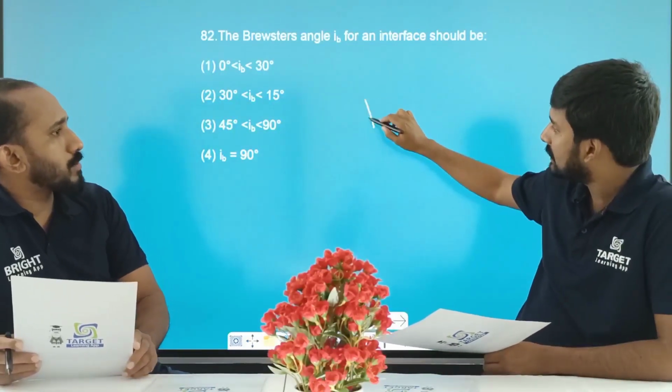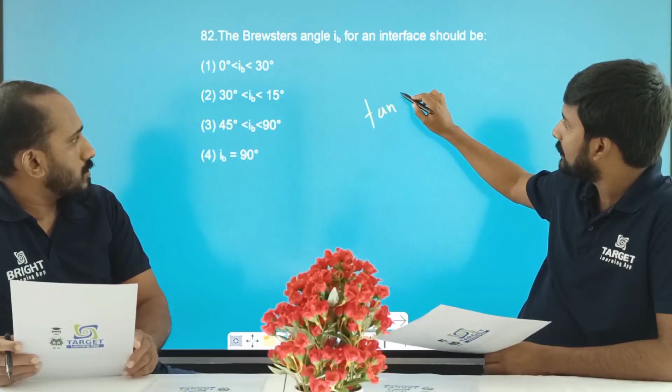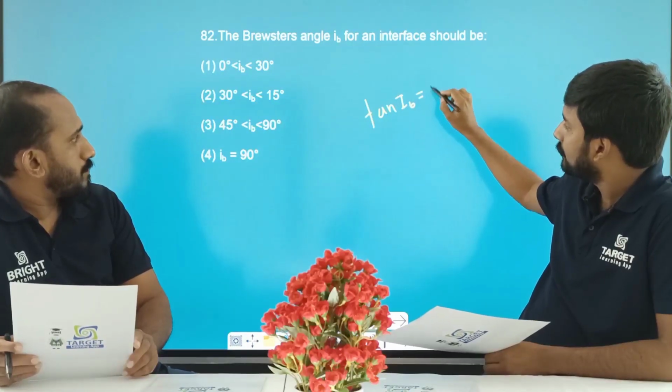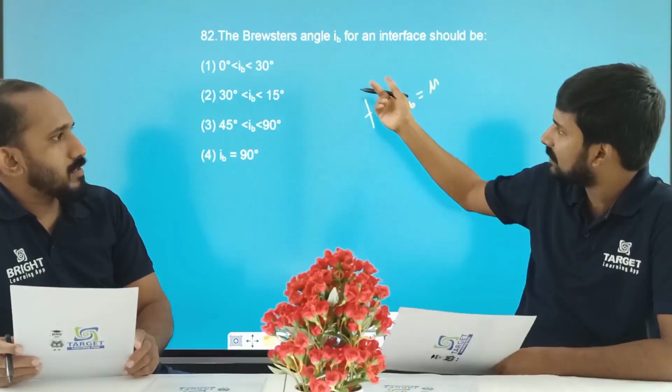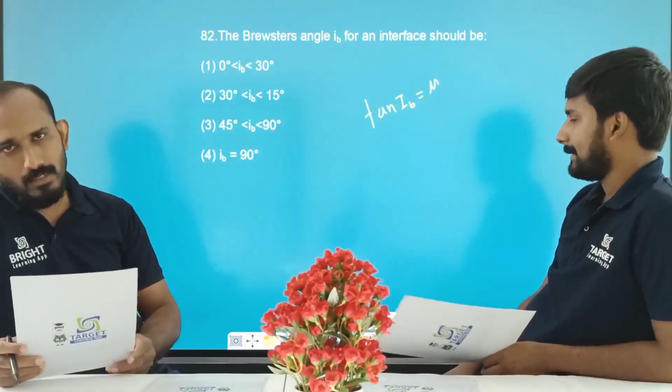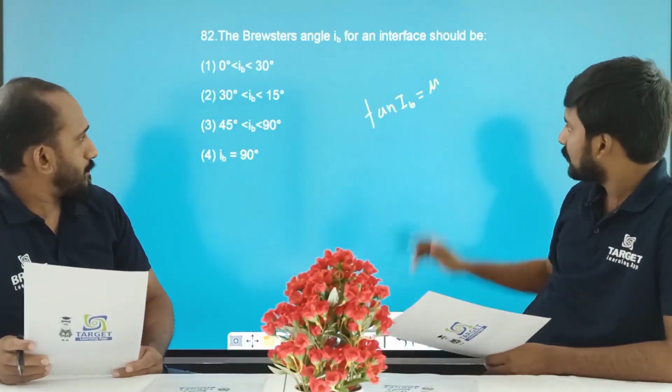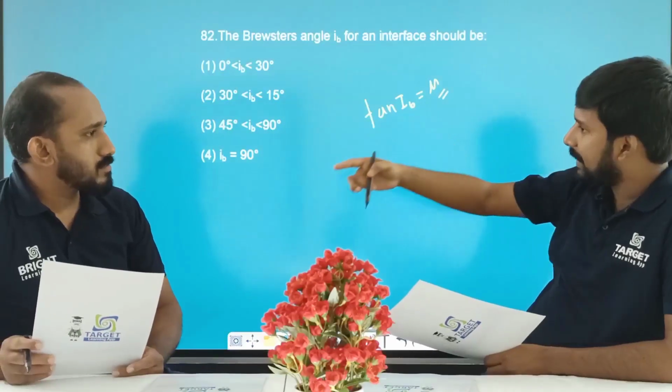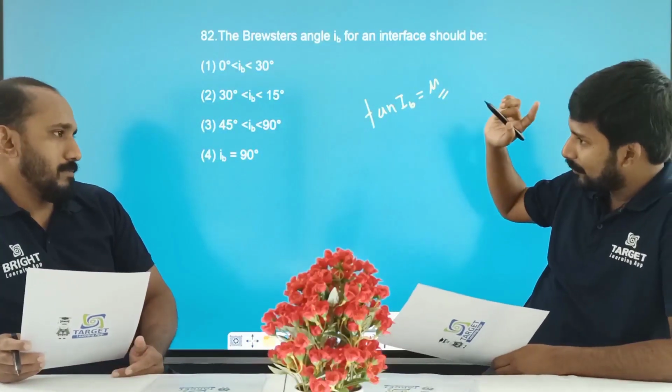We know that tan IB is equal to mu, the refractive index. Sometimes the letter is taken as P also, the polarizing angle. It's from the polarization topic. Here mu is the refractive index of the medium, for a denser medium.